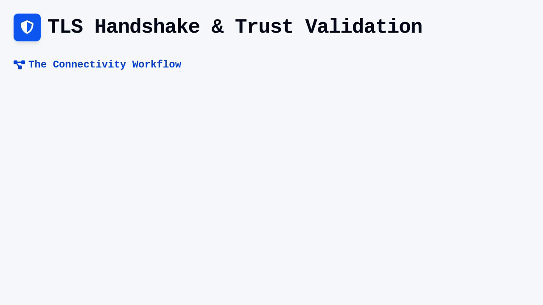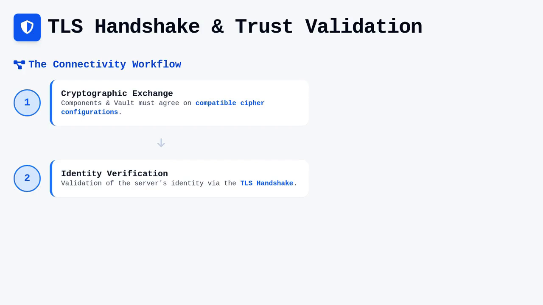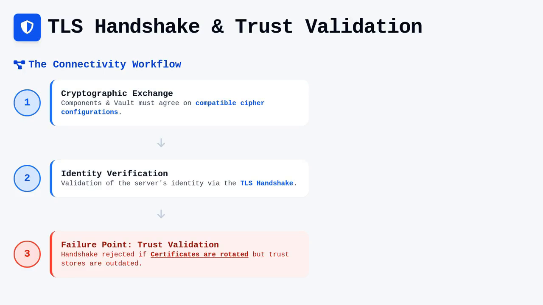Beyond Layer 4 connectivity, we frequently encounter issues rooted in the TLS handshake process, typically manifested as certificate trust validation failures or cipher suite mismatches. When a component attempts to connect to the vault, it performs a cryptographic exchange that requires both sides to agree on a compatible cipher configuration and verify the server's identity. If the vault certificate has been rotated but the component's trust store is not updated, the handshake will be rejected immediately during the validation phase.